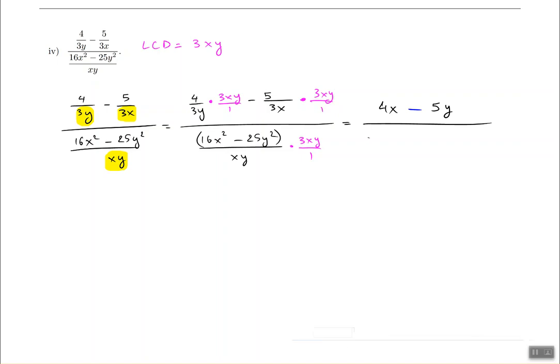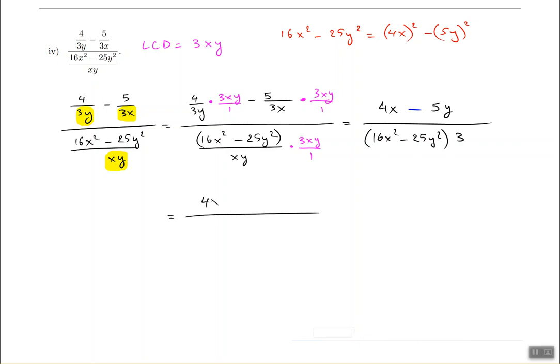Now for the denominator, I already have the 16x squared minus 25y squared, and it's going to get multiplied with 3xy and then divided by xy. So the xy's are going to go away, and I'm going to be left with the 3 at the end. Now keep in mind that 16x squared minus 25y squared is actually a special pattern. It can be written as 4x all to the power of 2 minus 5y all to the power of 2 as well. So this is again an example of a difference of squares.